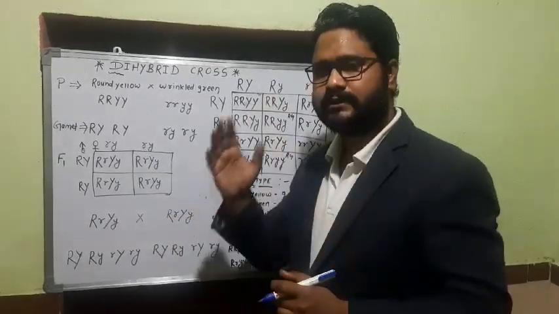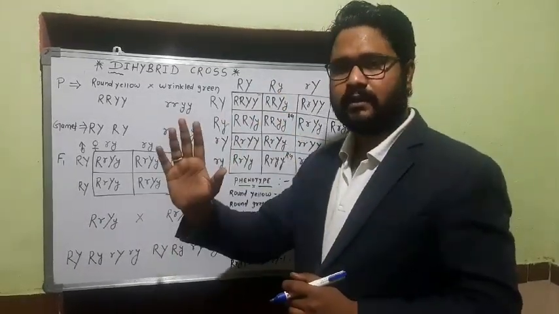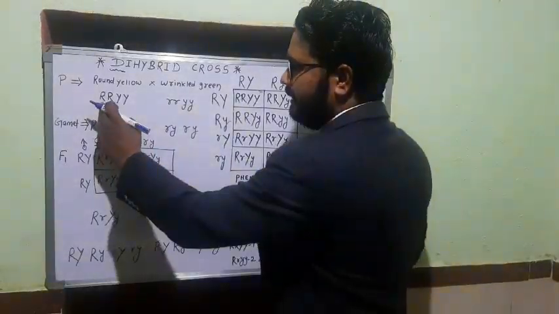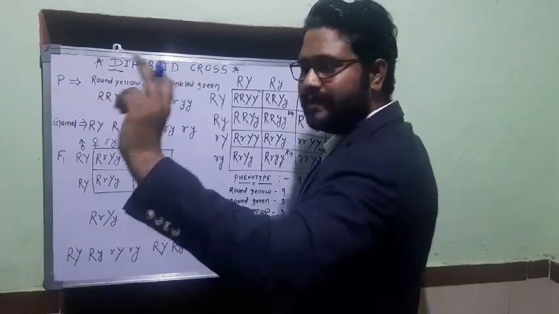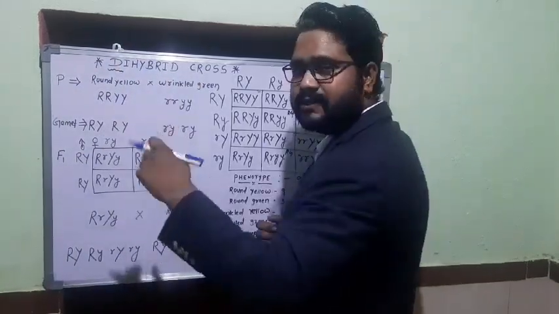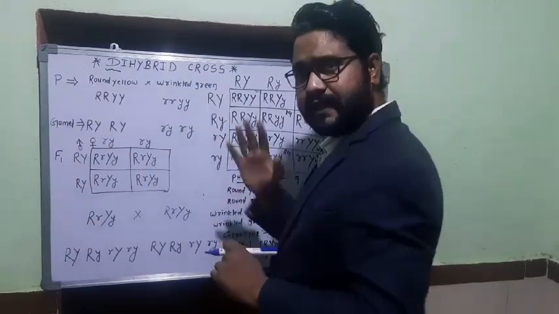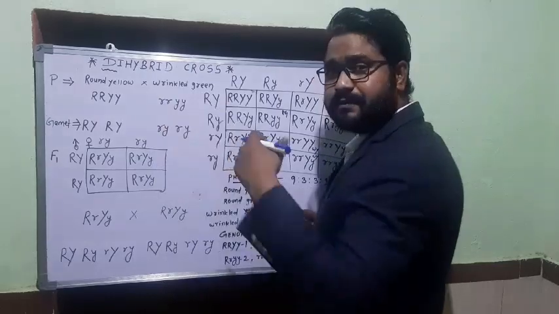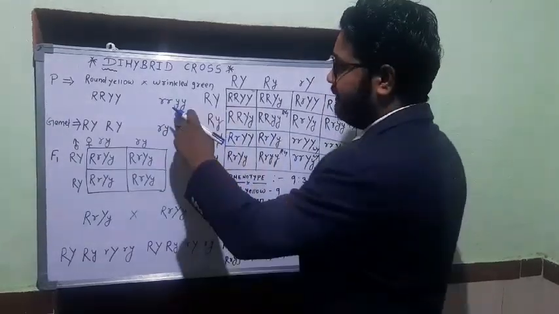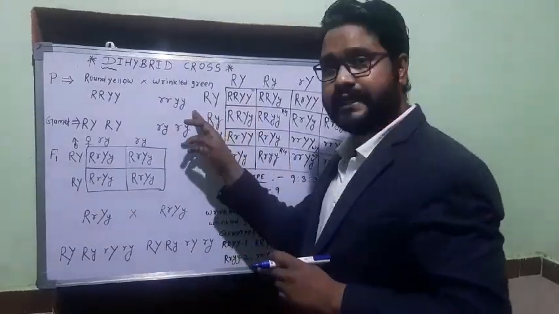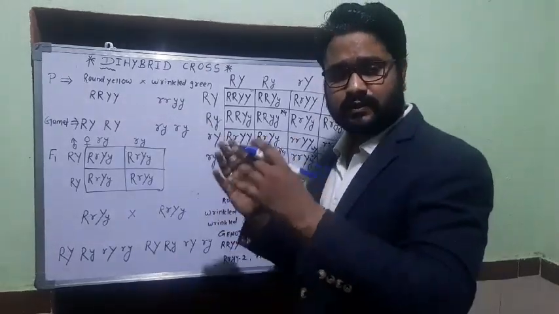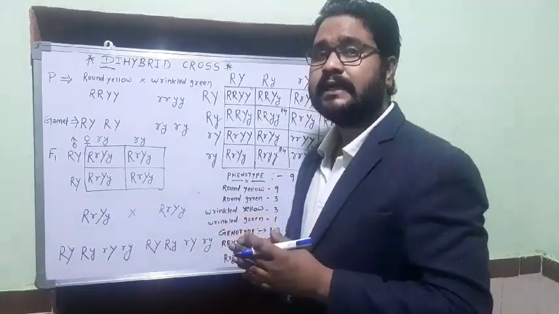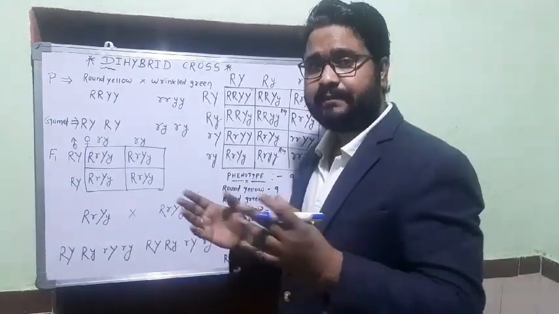To understand this, just keep one thing in mind, that is the location. This R is on one chromosome of one parent, and this Y is on one chromosome of one parent. In the same way, this small r, which is coding for the wrinkled nature, is present on a chromosome of the other parent. Likewise, this small y, which is coding for green instead of yellow color. So these are present on different chromosomes. They are going to unite after the gamete union.